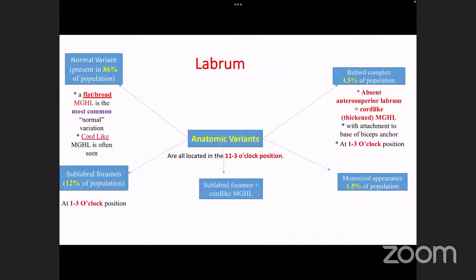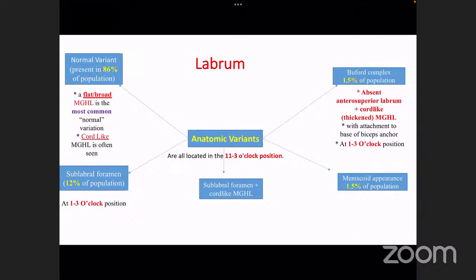There's a very important variant regarding the labrum that should be memorized as well, especially the Buford complex, which represents 1.5% of the population. Most of the time, we ask about the definition of the Buford complex, which is an absent anterior superior labrum and cord-like thickening of the middle glenohumeral ligament. It's very important to recognize it during shoulder arthroscopy, because if you mistake it for a labrum lesion, there will be a constraint of the shoulder movement.